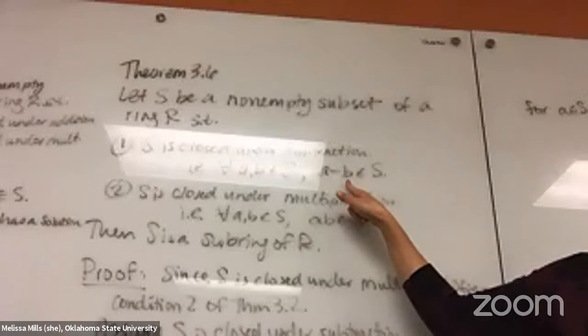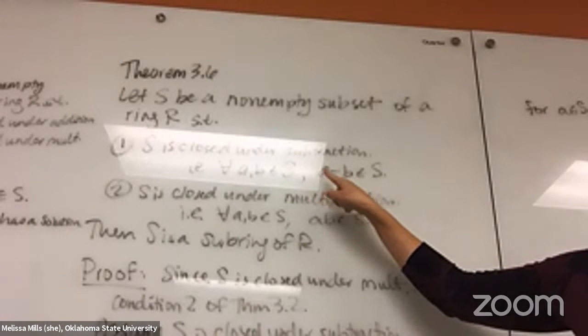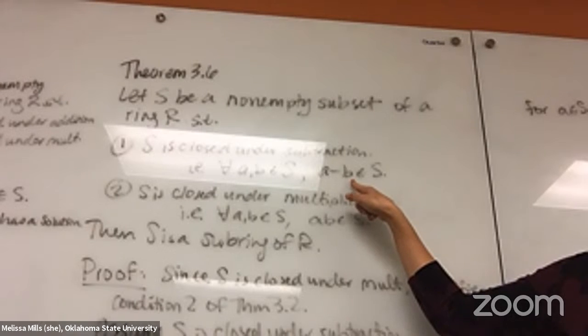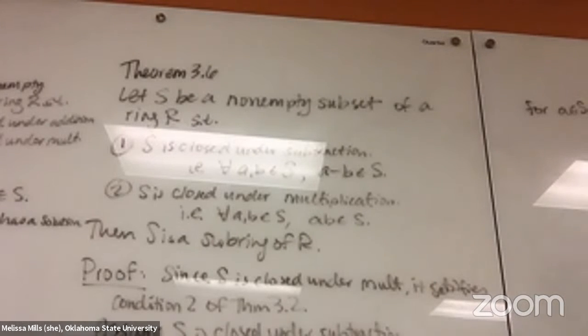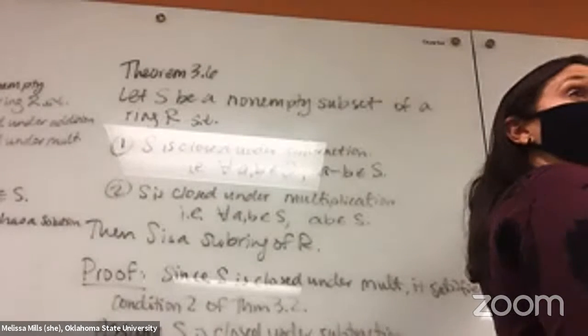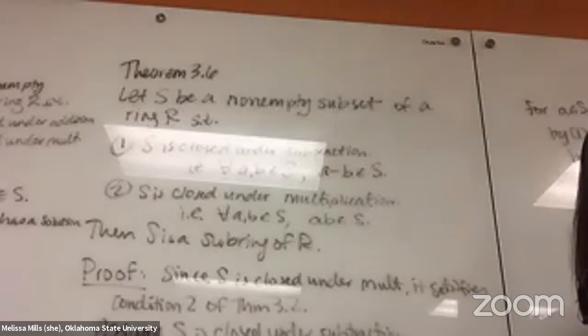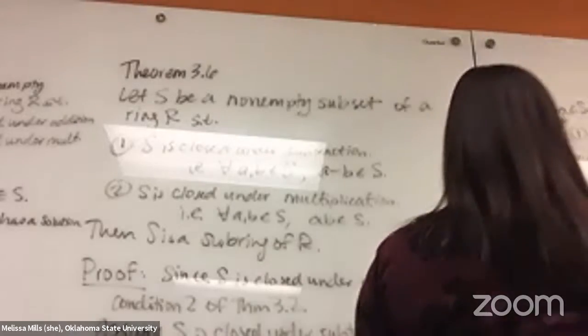Because it's closed under subtraction. I know 0R is in there, so 0R minus A is in there, but 0R minus A is equal to negative A. Since 0R is in S, by that first condition, we have that 0R minus A is in S. But 0R minus A is equal to negative A, so negative A is in S. So I picked an arbitrary element in S, and I found that its additive inverse is in S.